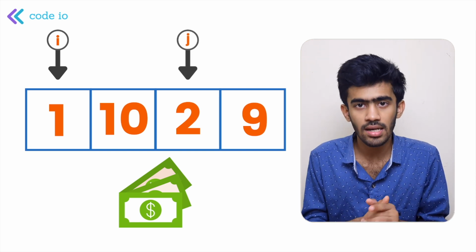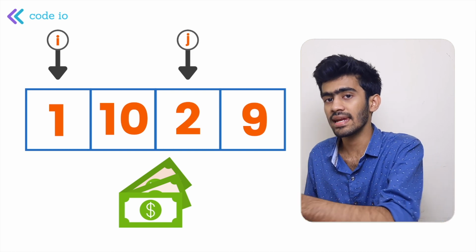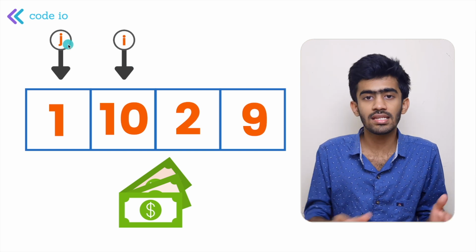If it is not, in that first iteration we would move I to the next number, that is 10. So now the value of I is 10 and J starts from 0.